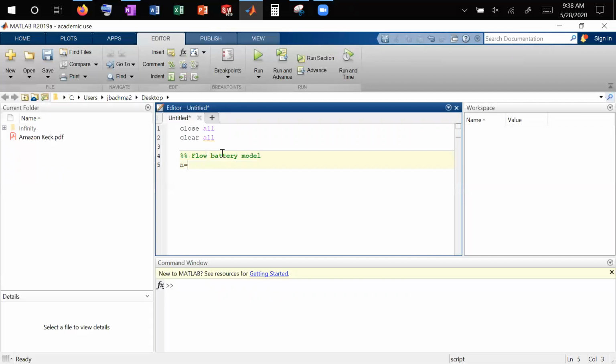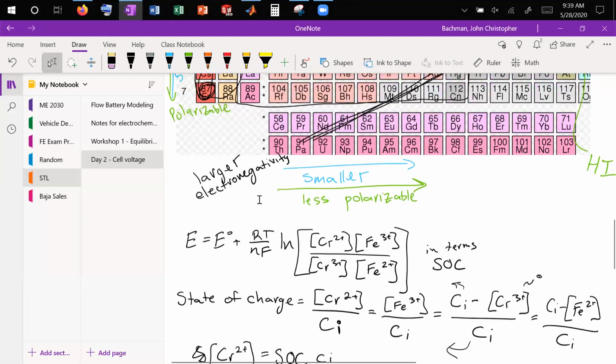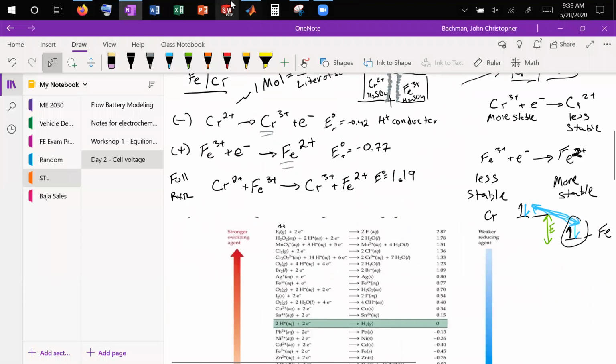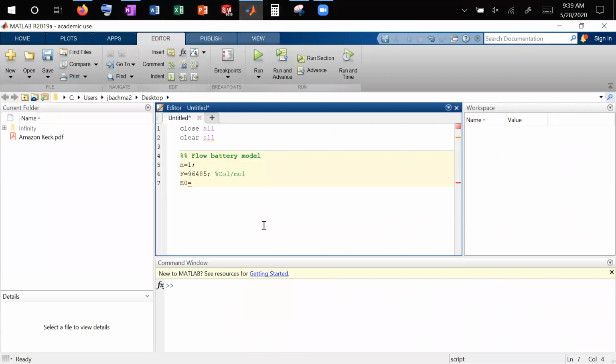Right, so N in this case is 1, it's just 1 electron. F is 96485, that's Faraday's constant, right? Which is in coulombs per mole. Our E naught is 1.19. So you can find the changing Gibbs free energy of that reaction now, if you wanted.